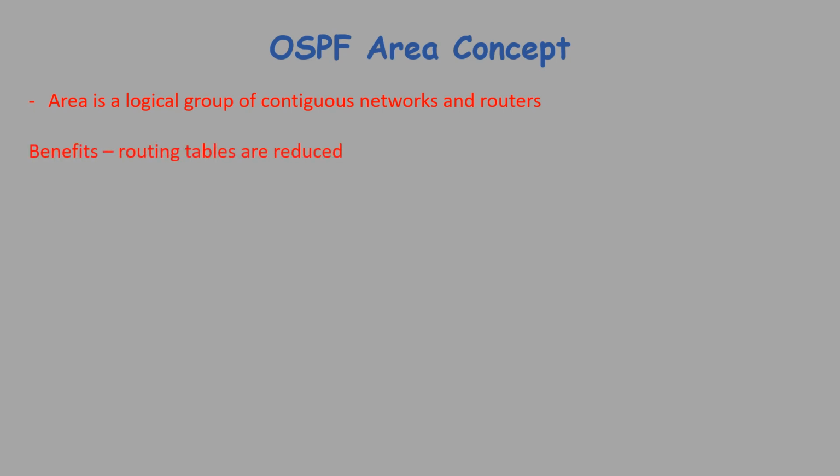The main benefits of using areas in OSPF networks are that the routing tables on the routers are reduced, and less time is required to run the SPF algorithm, since routers need to recalculate their link state database only when there is a topology change within the area. Routing updates are reduced.